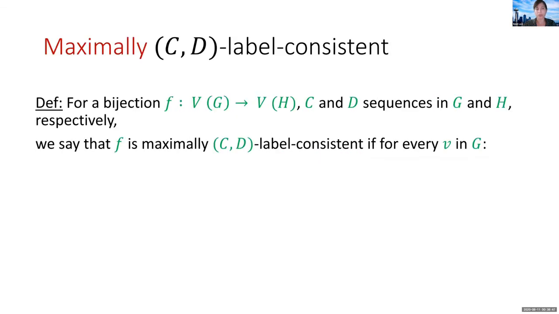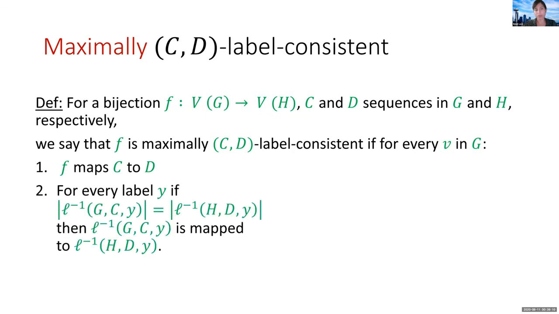So we need to define a relaxed notion of CD label consistency, which we call maximally CD label consistent. For a bijection F from the vertices of G to the vertices of H and the sequences C and D in G and H respectively, we say that F is maximally CD label consistent if F maps C to D, and for every label Y such that the number of vertices that receive label Y in G and the number of vertices that receive the label Y in H is the same, then these vertices are mapped to each other.